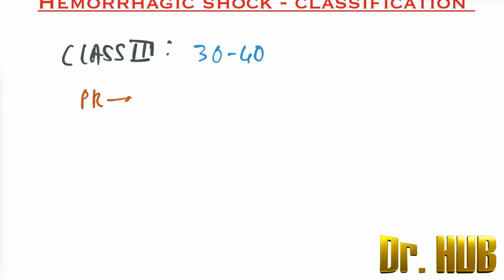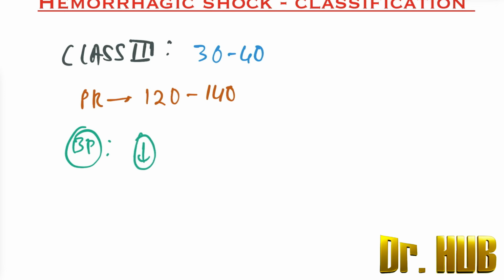Next we look at class 3. In class 3, the blood loss will be 30 to 40. And what about the pulse rate? The pulse rate is going to be 120 to 140. So as we increase, the pulse rate increases. And what is the BP? Blood pressure is going to be decreased, and the pulse pressure is also going to be decreased.